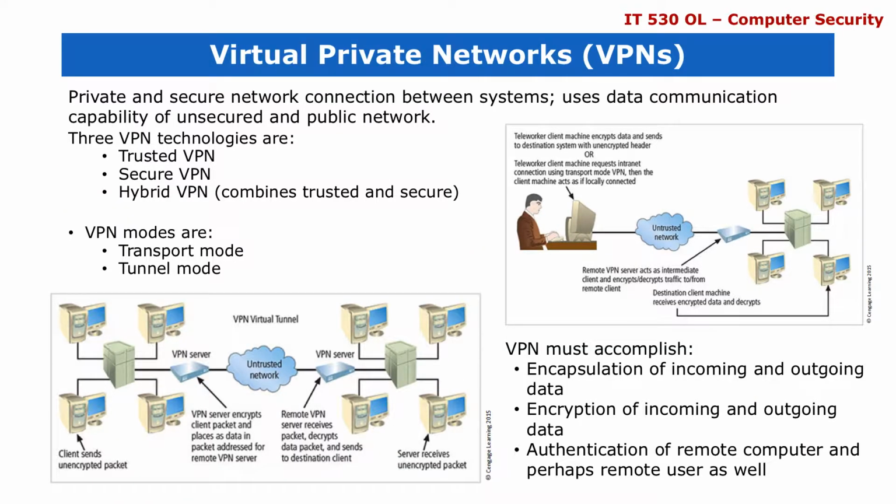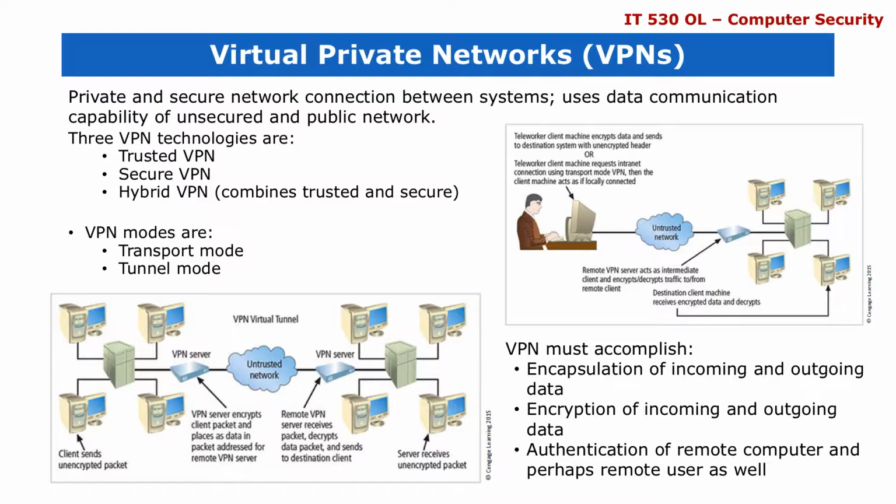Next, we have VPNs, and a VPN is basically a private and secure network connection between systems that uses the data communication capability of an unsecured and public network. VPNs are commonly used to extend the security of an organization's internal network connection to remote locations, basically beyond the trusted network. The trusted network is the internal network of an organization. The minute an employee goes home, their home connection is not trusted by the organization. Therefore, for the employee to be able to access the organization, there has to be some sort of trust in place. A VPN, the virtual private network, provides that secure network connection between the home network and the trusted office network.